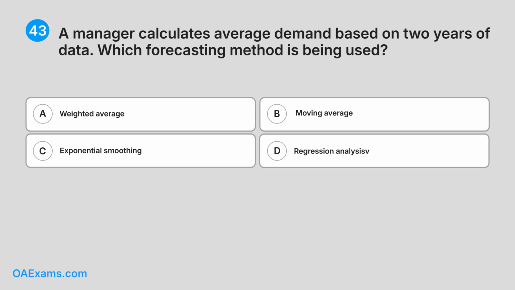43. A manager calculates average demand based on 2 years of data. Which forecasting method is being used? A. Weighted average. B. Moving average. C. Exponential smoothing. D. Regression analysis. What do you think is the answer?